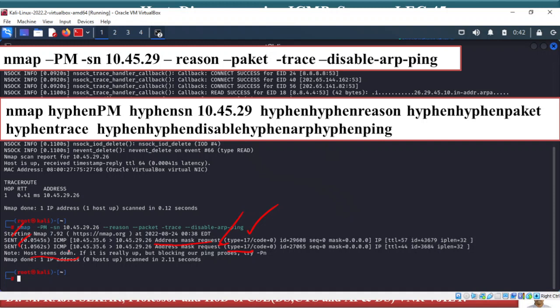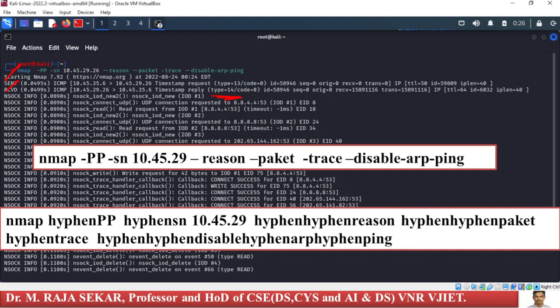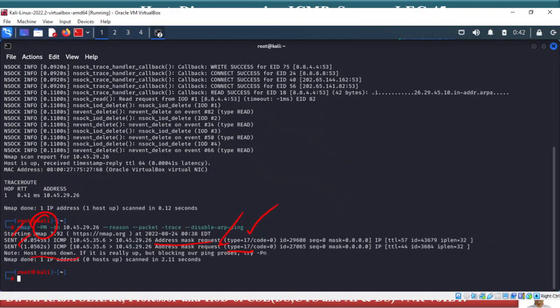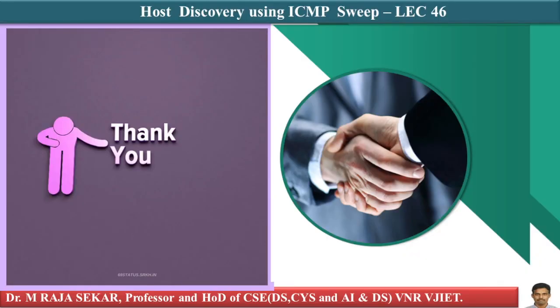This is about the non-echo ICMP sweep operation. We already discussed which options: this is the -PM option, and in the previous slide we discussed the -PP option. We discussed the -PP and -PM options. Just go through this lecture.